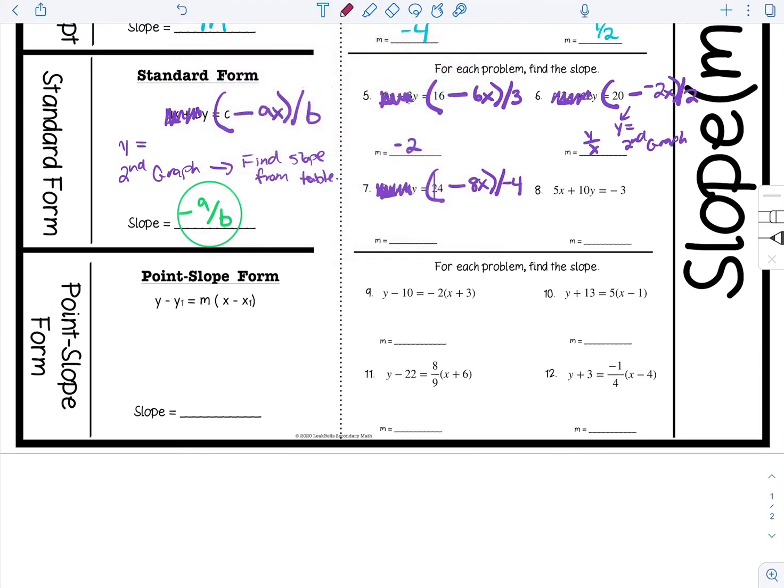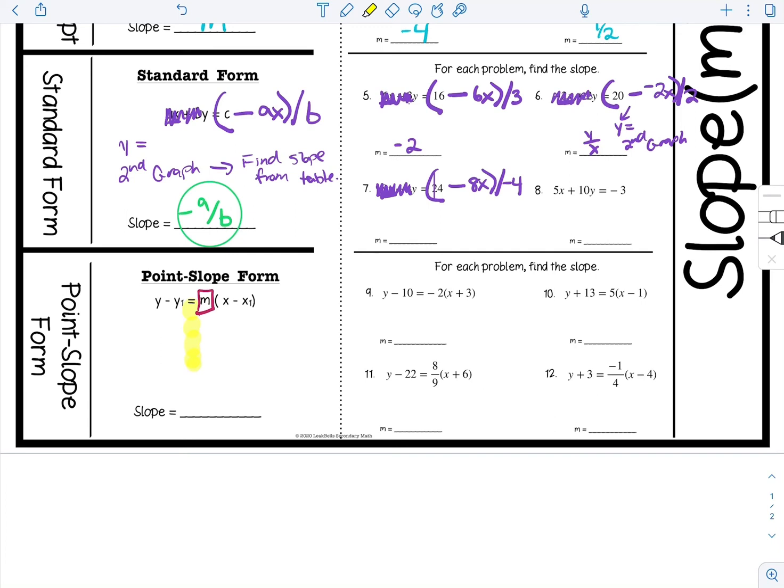All right, so for point slope form, it's pretty self-explanatory. The hardest part is the standard form, right? But if we look at point slope, it's pretty simple. We have y minus y1 equals m times x minus x1. And that might seem a little complicated, right? And whenever it seems complicated, you should know that we're dealing with point slope form, where the number right outside of the parentheses is the slope, okay?